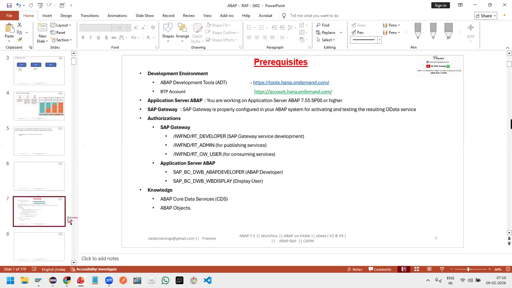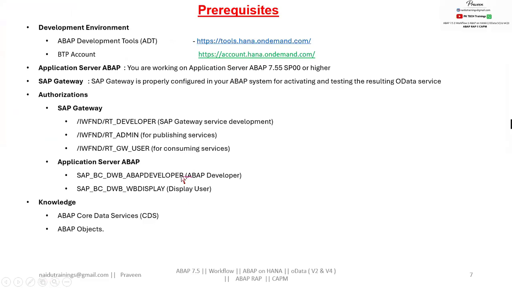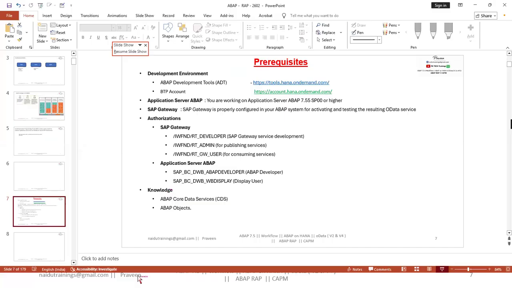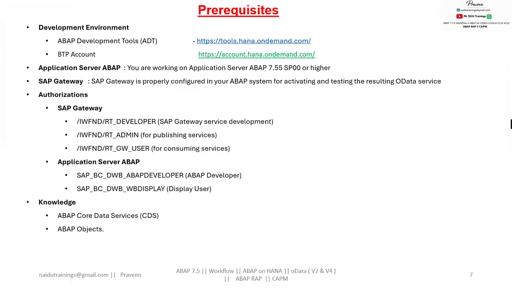So for doing this system setup, these are the prerequisites which are required, guys. What we have to do is go to account.hana.ondemand.com. First, install the ADT tools in your system.